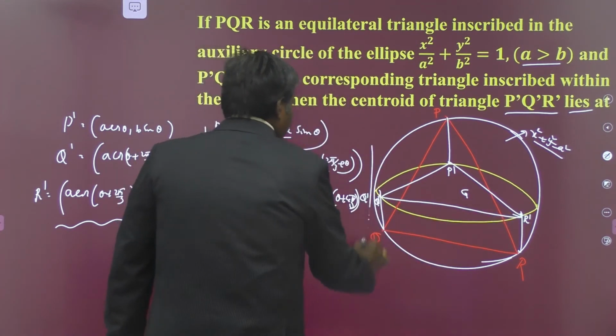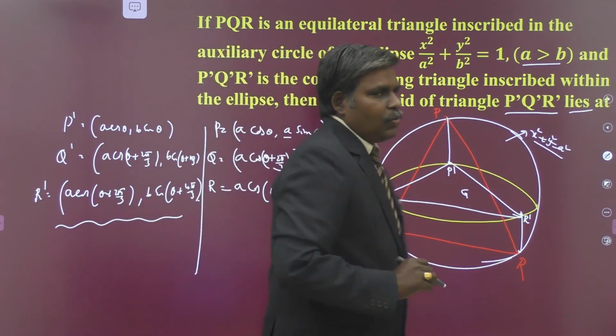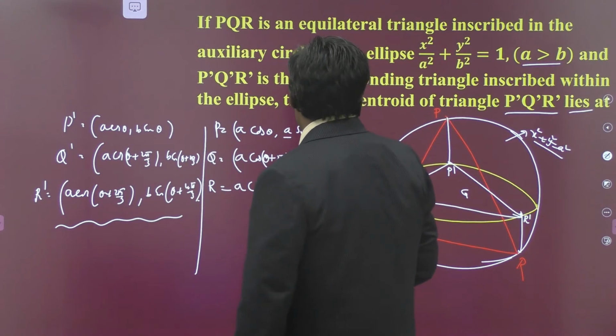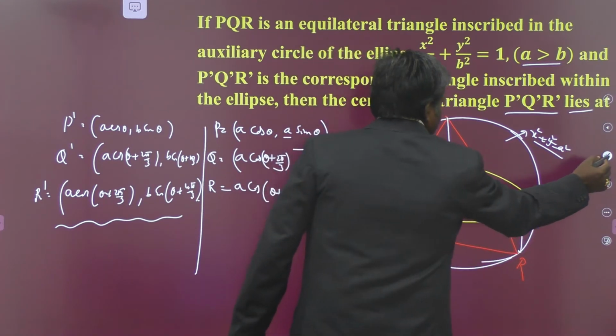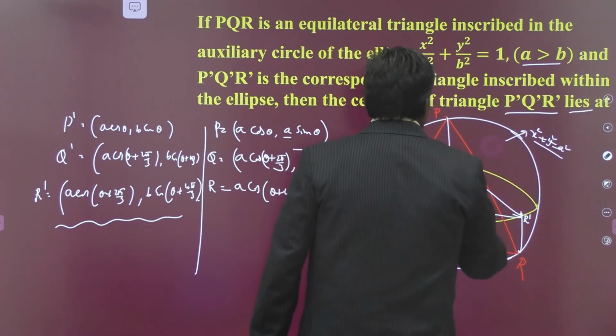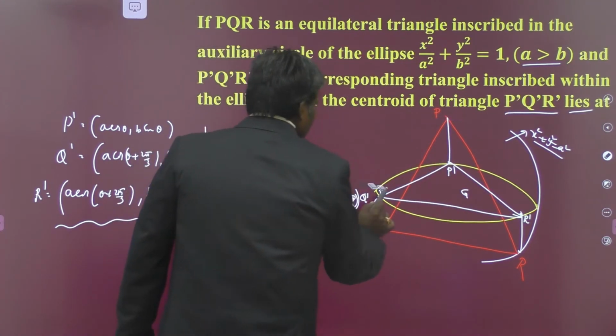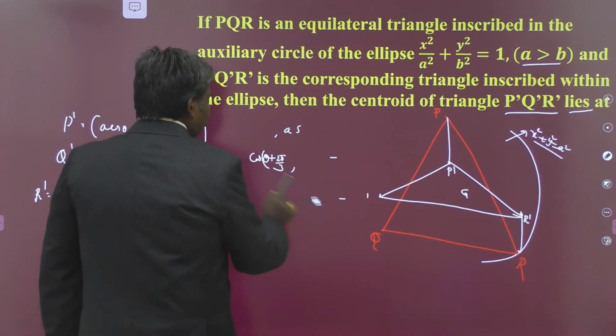Okay. Now we have to find out the centroid of the triangle P dash, Q dash, R dash. How to find that one? So I am removing this diagram.